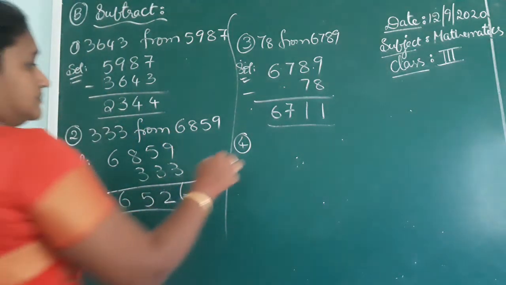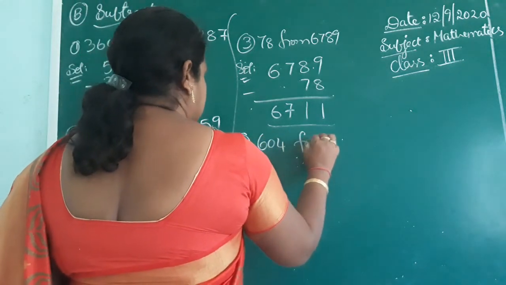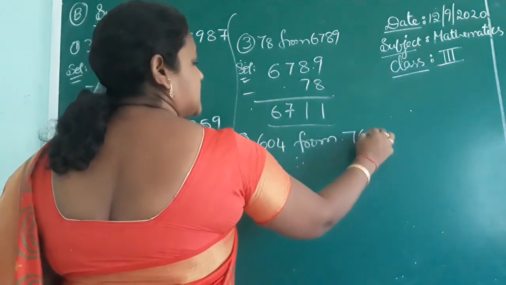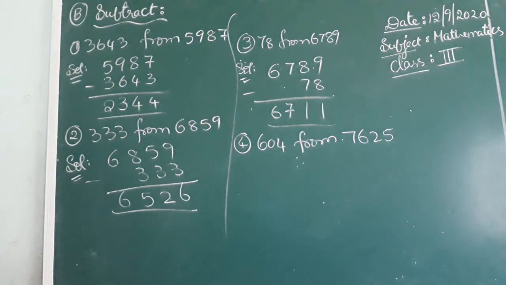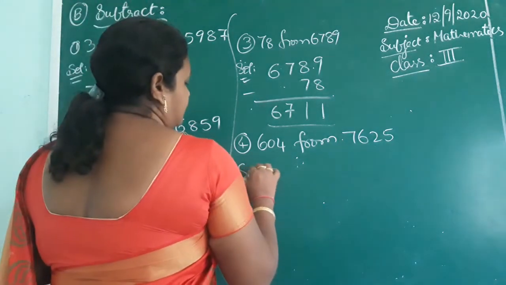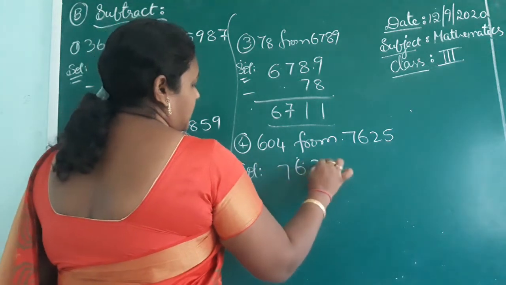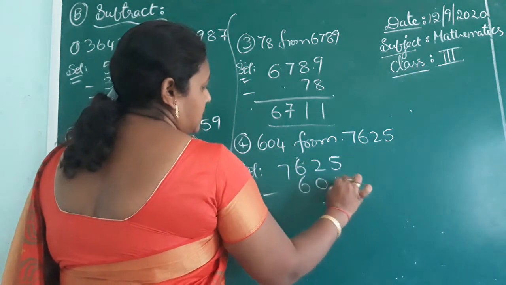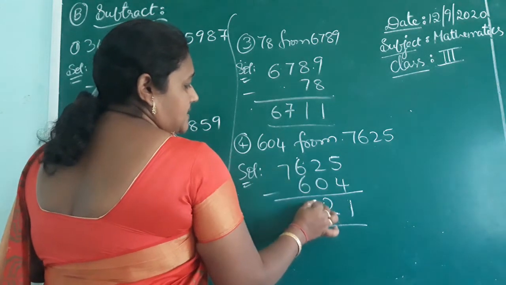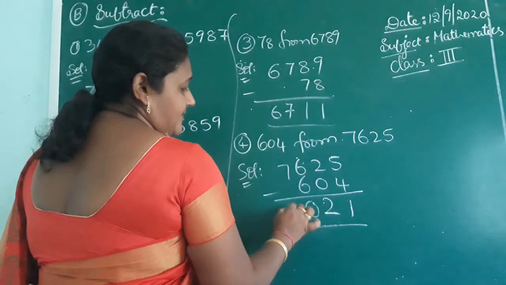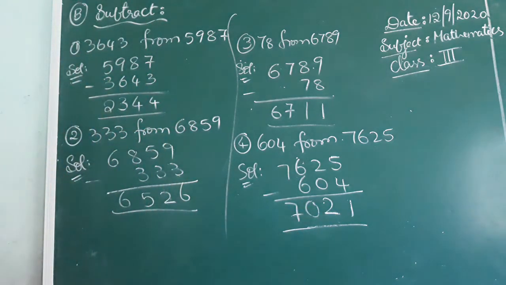604 from 7625. 7625 minus 604. 5 minus 4 is 1. 2 minus 0 is 2. 6 minus 6 is 0. 7. So 7021. And story sums were given regarding this one also.